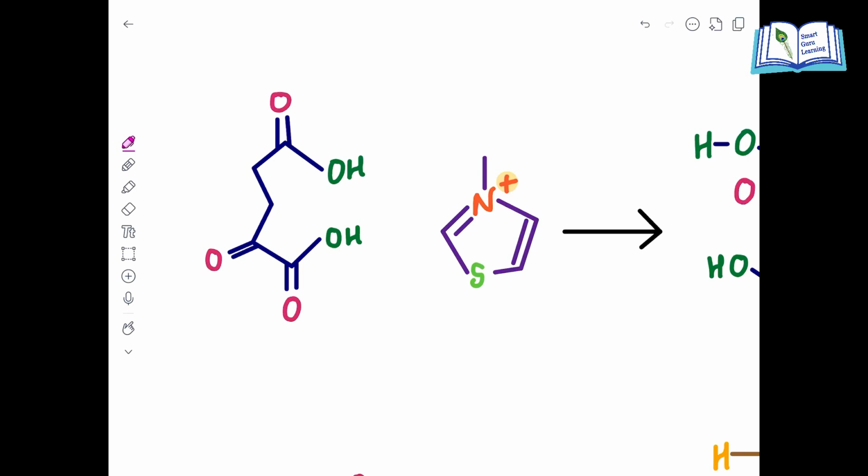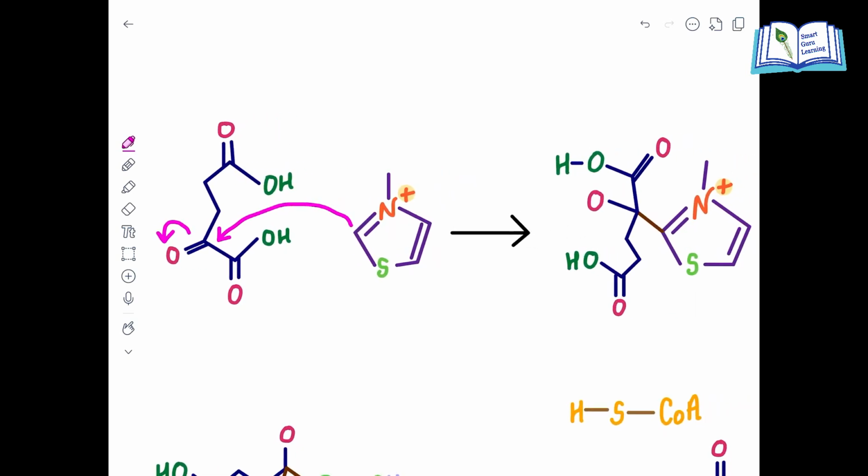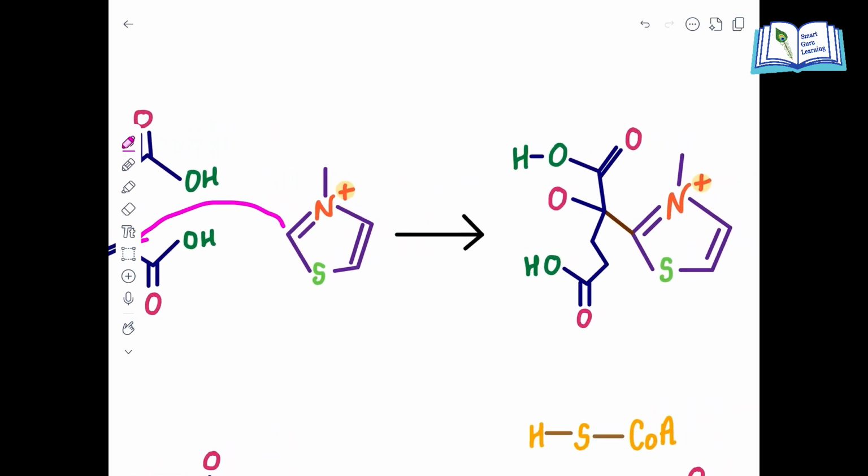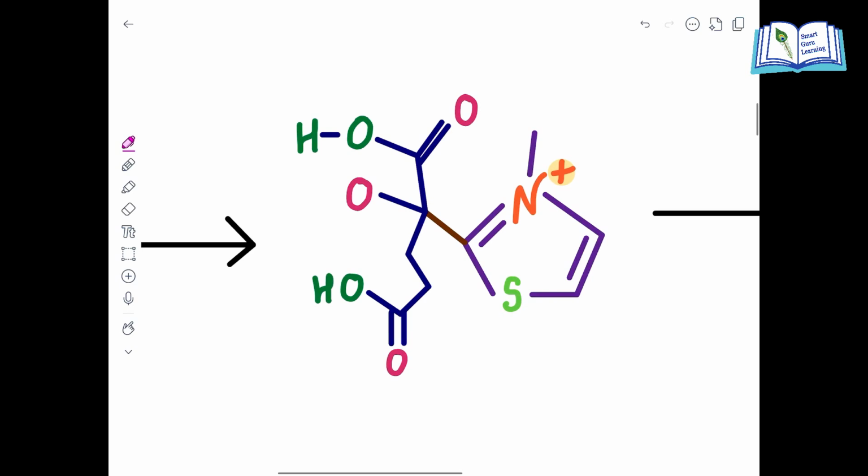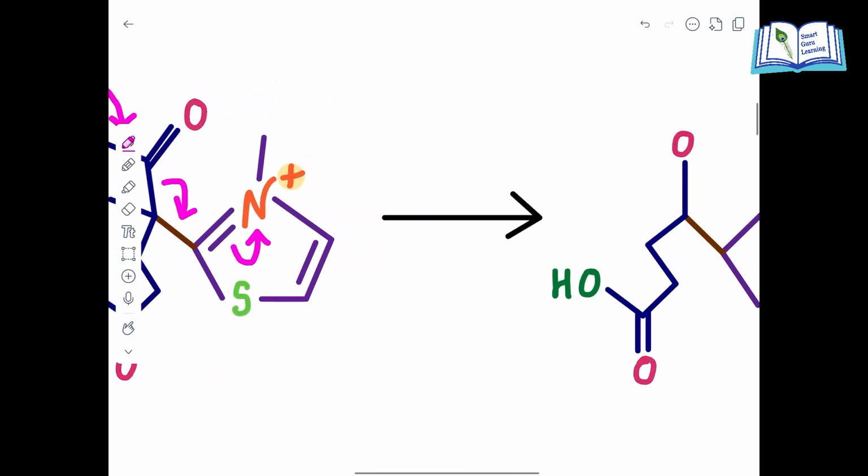Therefore, TPP acts as a nucleophile and attacks this carbonyl carbon, and the electrons in this double bond are delocalized to the oxygen. Through this, we get an intermediate that looks like this. Next, the electrons from this oxygen move here and form a double bond. The electrons from this bond move here, and through this, carbon dioxide is released. Then, the double bond here in the TPP moves to this nitrogen, and with this, we get an intermediate with succinyl group attached to the TPP.